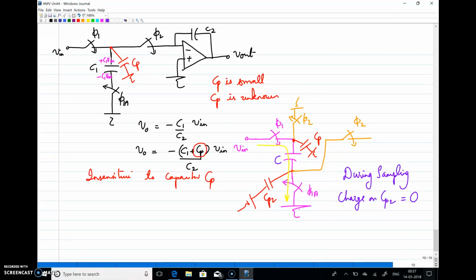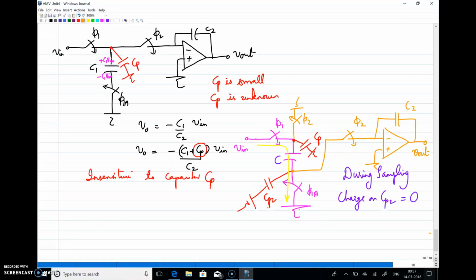Since there is no charge associated with CP2, there is nothing to dump to the capacitor C2. Now if I complete the circuit diagram, this point is connected to this one, minus and plus, and this is the C2 capacitance and this is Vout. When I take this connection to C2 during the hold phase, no charges will come from CP2, because during sampling itself the CP2 capacitor is shorted.